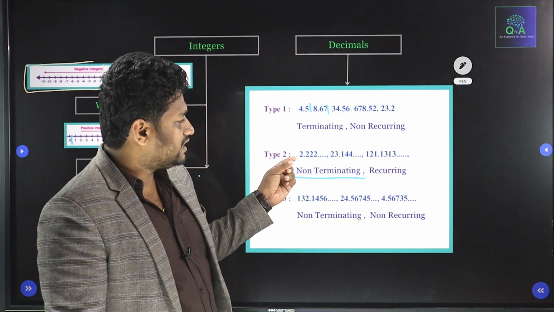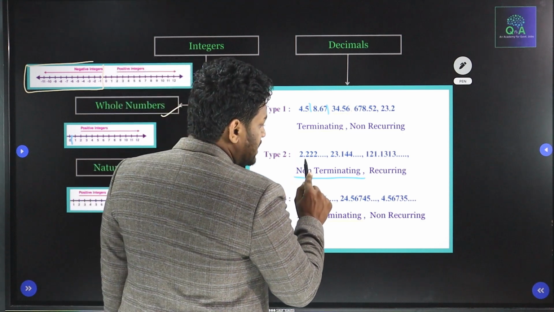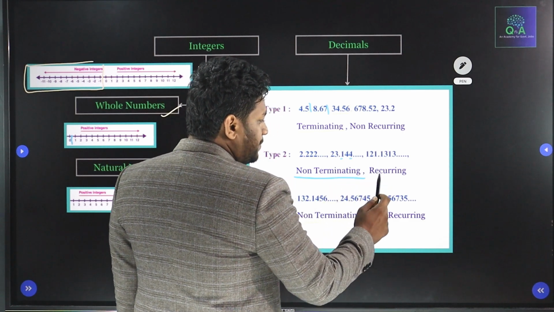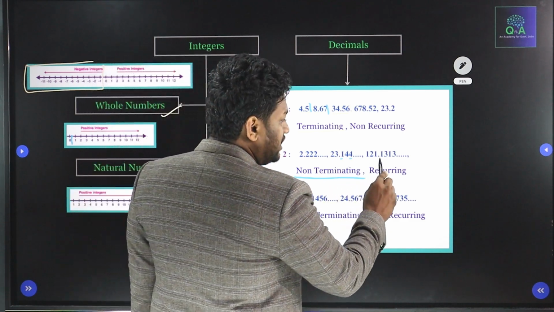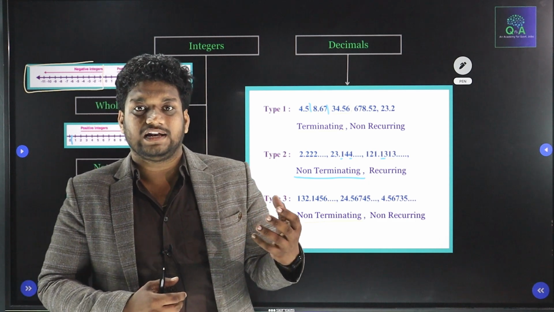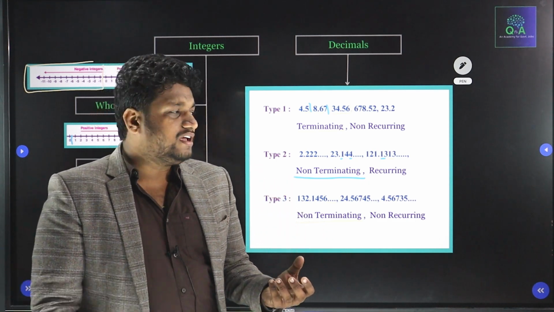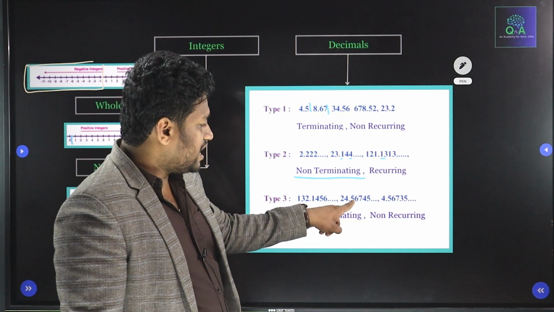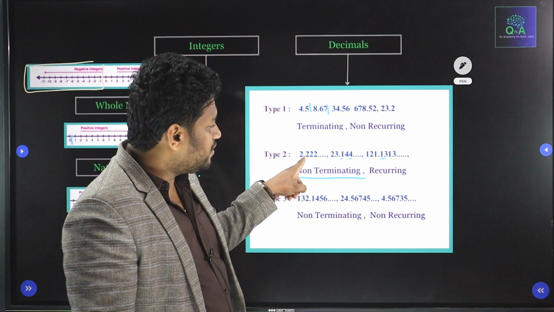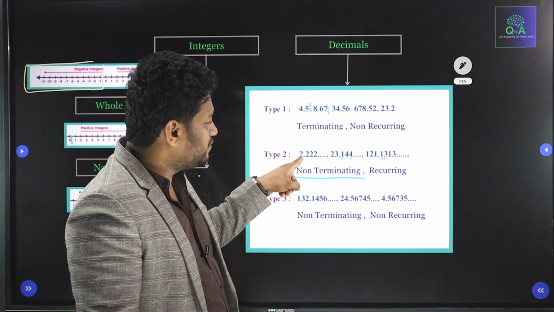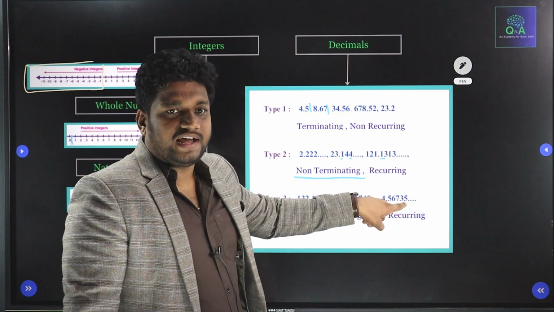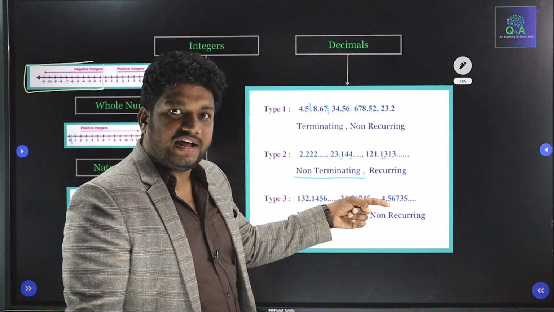Here if you observe in type 2, 2 is repeating continuously, or 144 is repeating continuously, or 13 is repeating continuously. First of all, what is the difference between repeating and recurring? Repeating means, if you observe, the same number 5 got repeated again. But in recurring, the same number will be continuously coming. Here 2 is coming continuously, but 5 is just repeated again. So that is the difference between repeated and recurring.